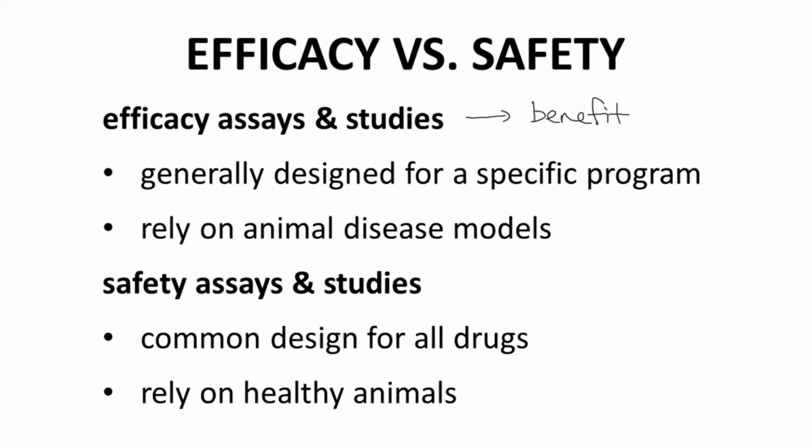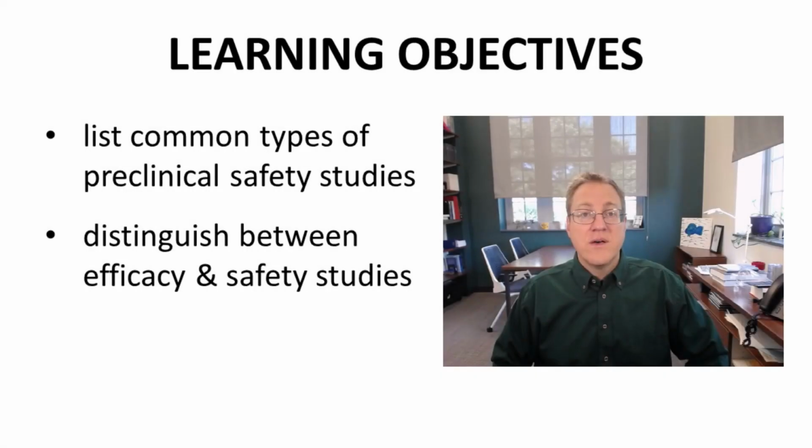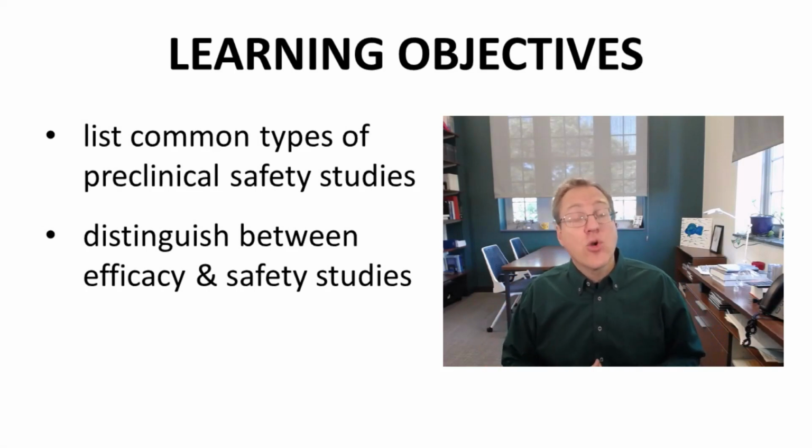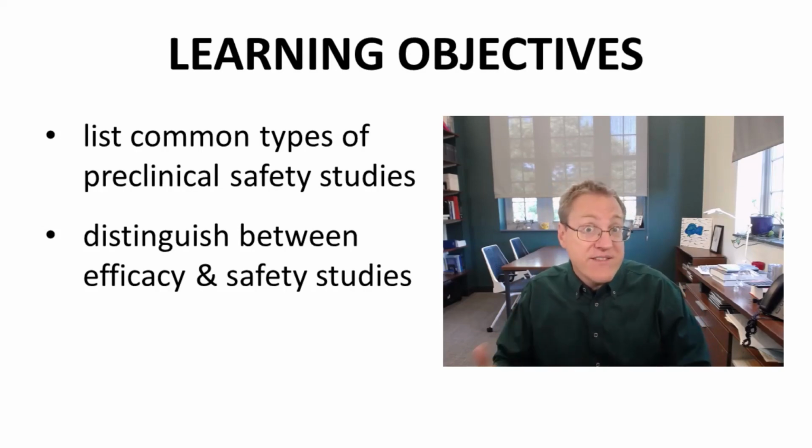Safety studies involve healthy animals. The goal is to monitor whether a treatment leads to a safety risk for a healthy animal. We have listed some representative types of studies that are part of a preclinical safety program. We have also differentiated between efficacy studies and safety studies.